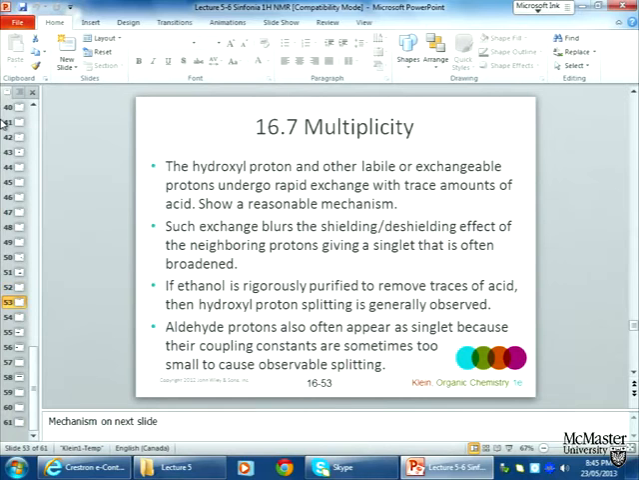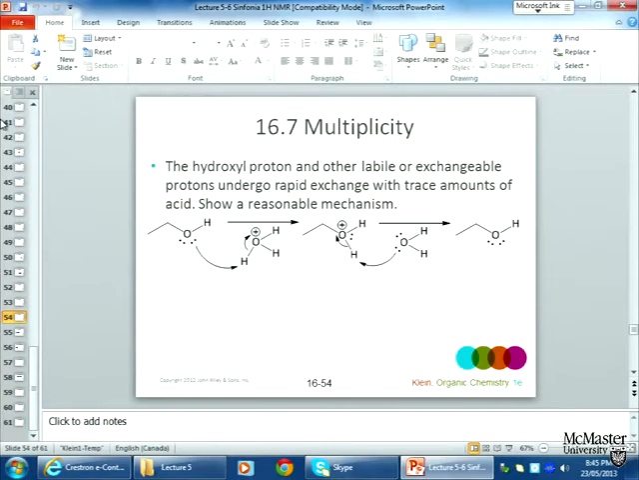Slide 1653 says that. Sometimes if you get a very pure alcohol, you can see it, but that just confuses the issue. And aldehyde protons sometimes appear as a singlet, but let's not even worry about that.